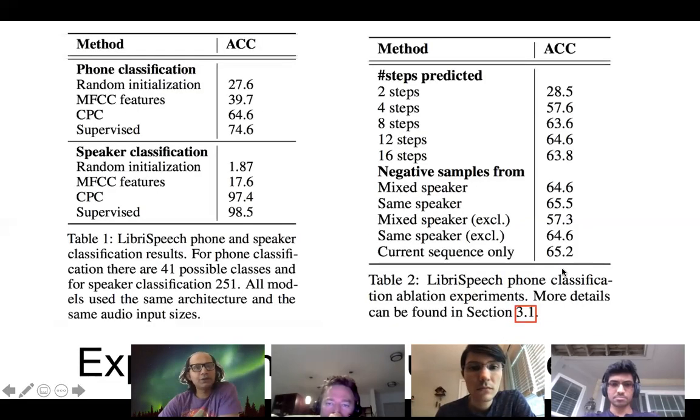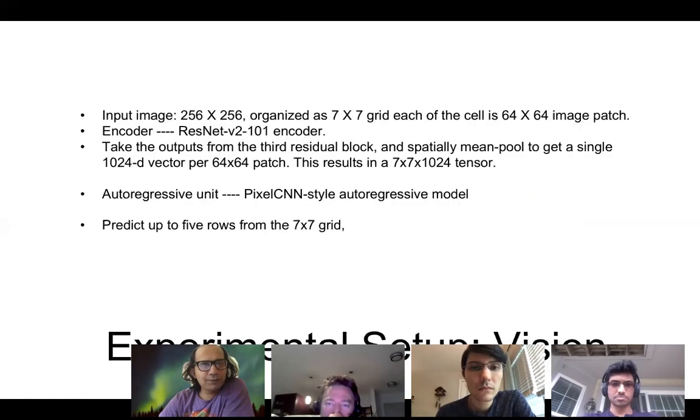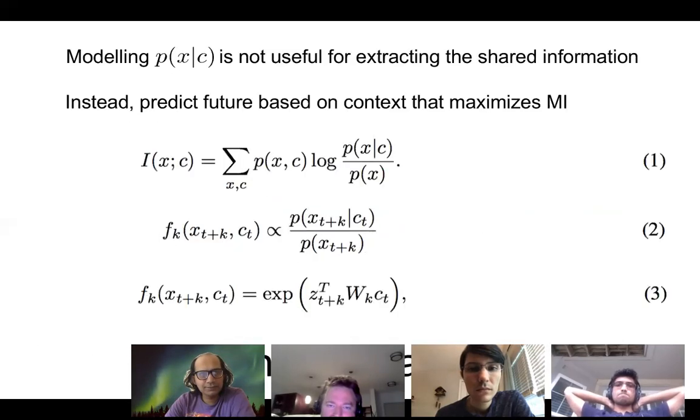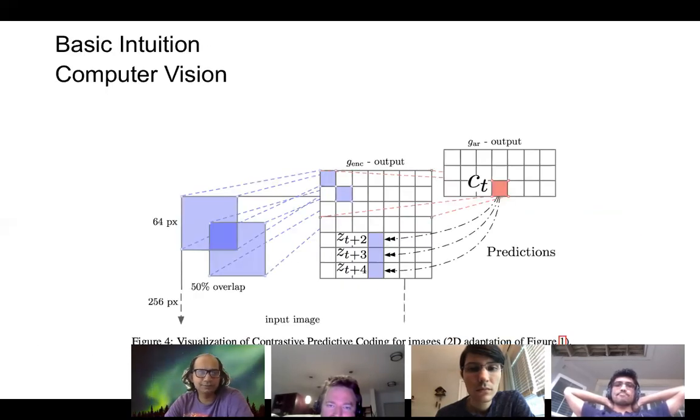Okay. So for the vision problem, they have taken a 256 by 256 image and then converted that image into a 7 by 7 grid, and each cell in the grid is actually a 64 by 64 image patch. Like this, actually.